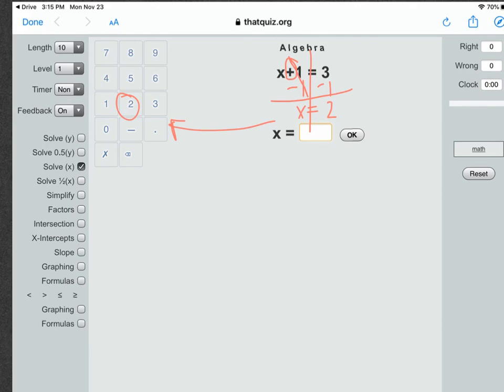Now go on to the practice. You want to get an 80% or higher.